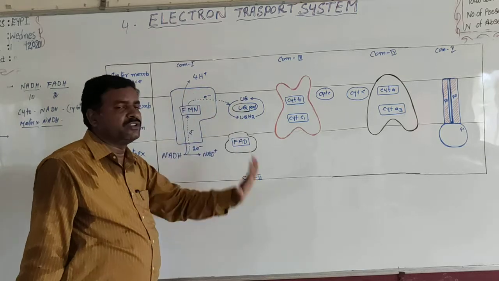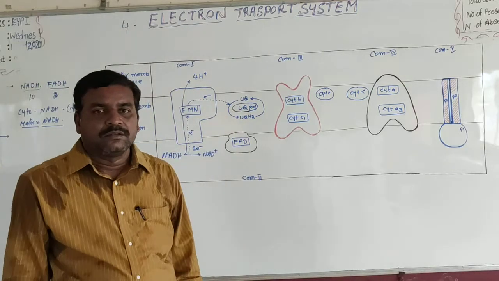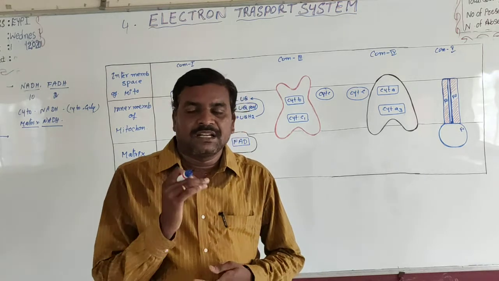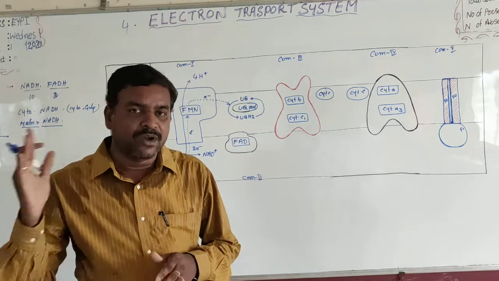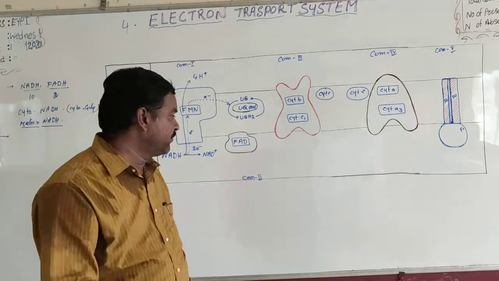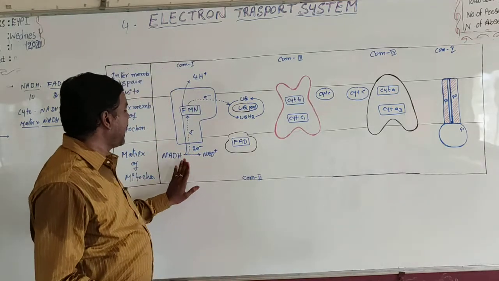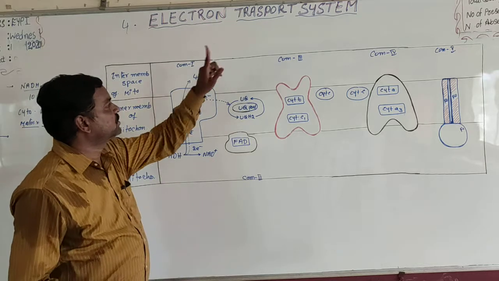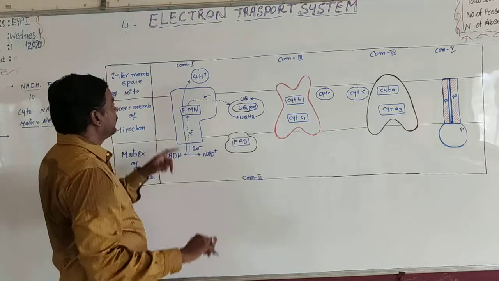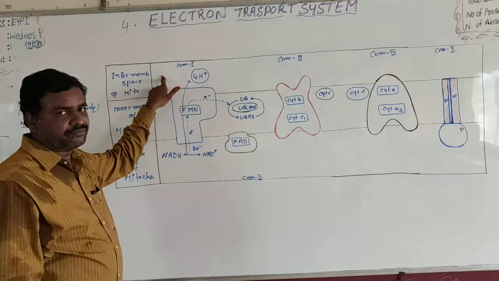4 H+ are transferred from matrix to intermembrane space by the transportation of every pair of electrons from complex 1 to ubiquinone. The transfer of the pair of electrons facilitates the transfer of the total 4 H+ from matrix into intermembrane space. So 4 H+ move into the intermembrane space.